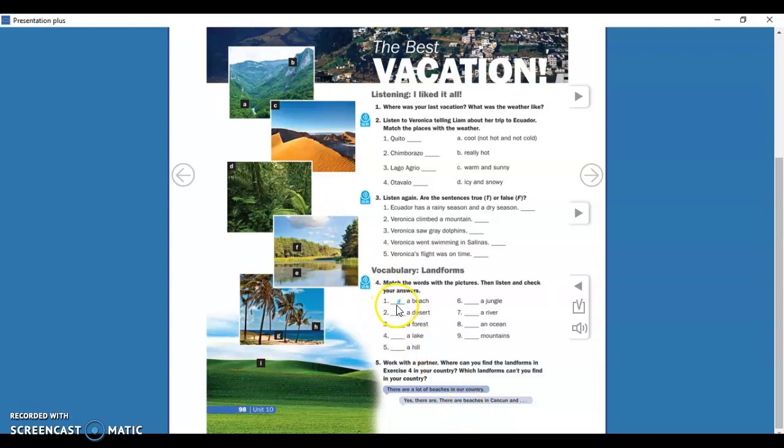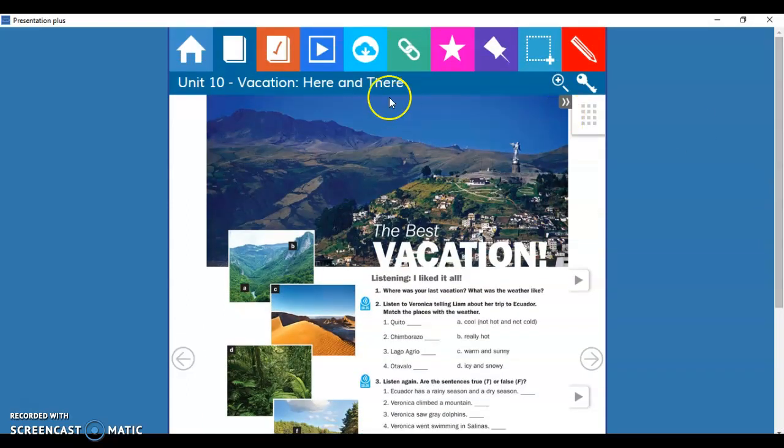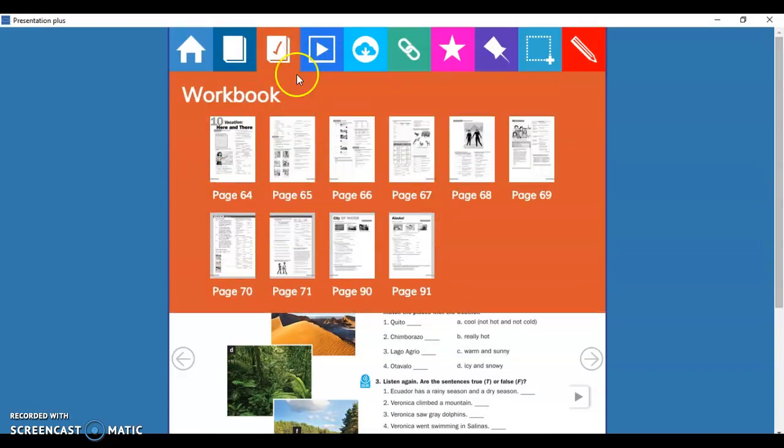Number 1, we have G. Let's look for G. It's this one. G, a beach. Lo mismo, vamos a buscar el desierto, el forest, el lake y vamos a colocar la letra al lado. Ese es el primer ejercicio que vamos a hacer en la clase.